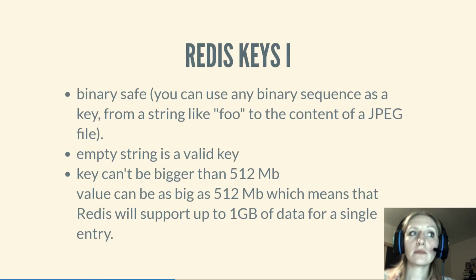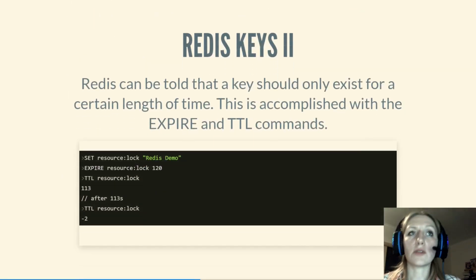Redis keys. Redis keys are binary safe. That means that you can use any data, any binary sequence as you wish, from a simple string to a content of JPEG file, and even empty string is a valid key. As we have mentioned before, the legal size of key is not more than 512 megabytes. Together with value also of 512 megabytes, that gives you 1 gigabyte of memory, 1 gigabyte of data per single entry.